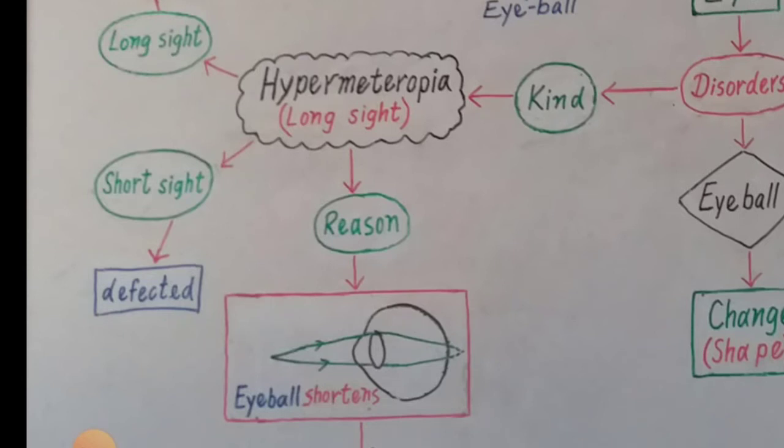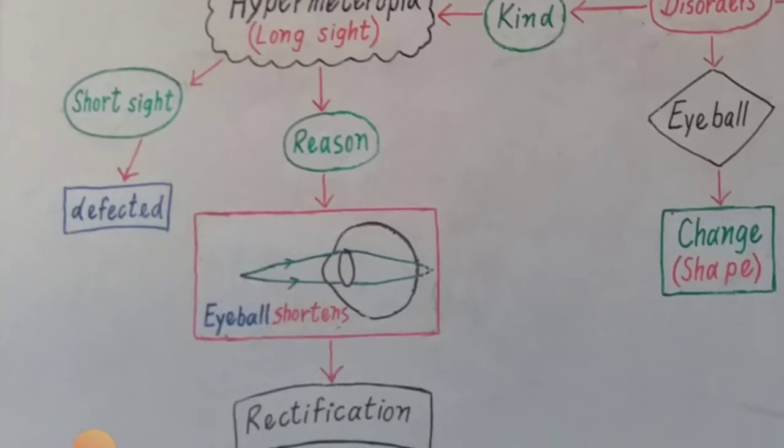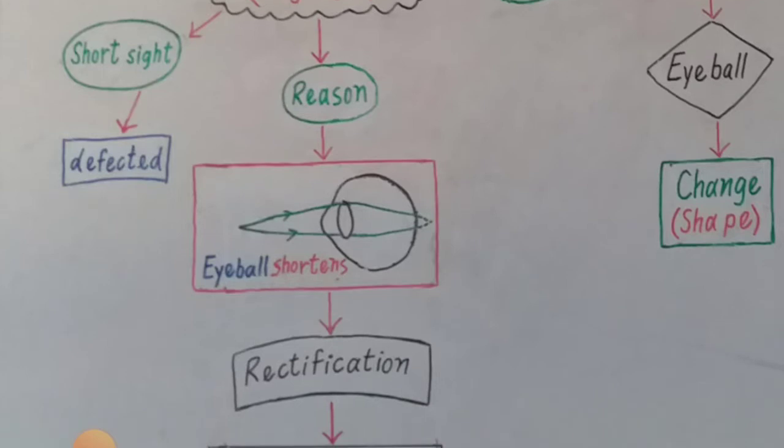In hypermetropia, in which short sight is defective, the reason is that the eyeball shortens in size. So when the rays from a nearer object pass through the lens of the eye, these rays converge behind the retina, so the image is not formed on the retina but behind it. It is blurred, so the person cannot see well.